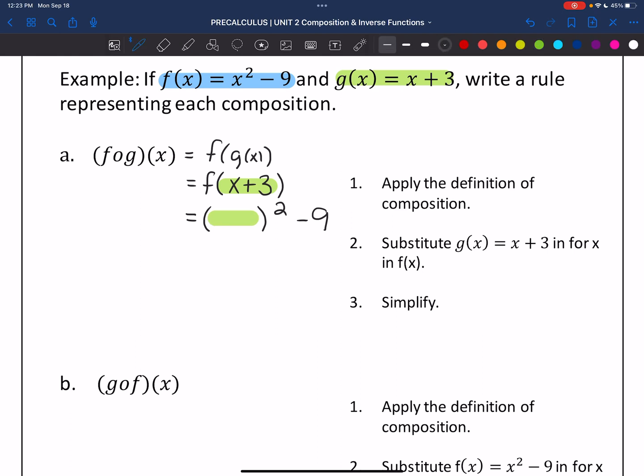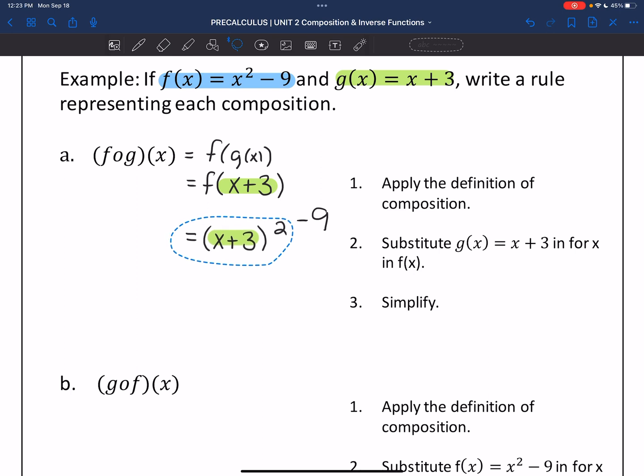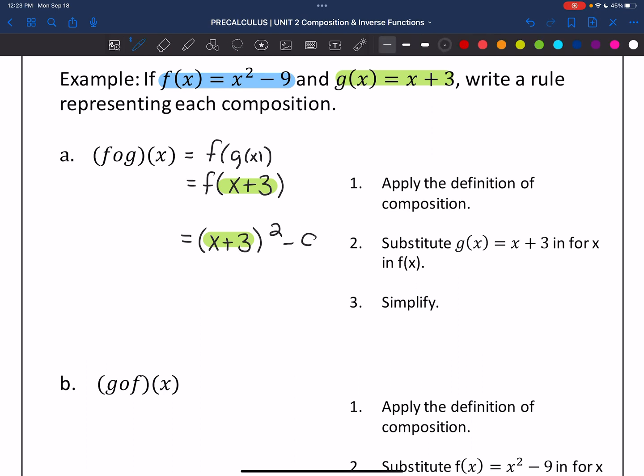In place of just the x, we want to take x plus 3. So we're substituting x plus 3, like it says here, in for x in f of x. That's what we've done. Just lining it up so it's more in line with my work. Now let's go ahead and simplify.